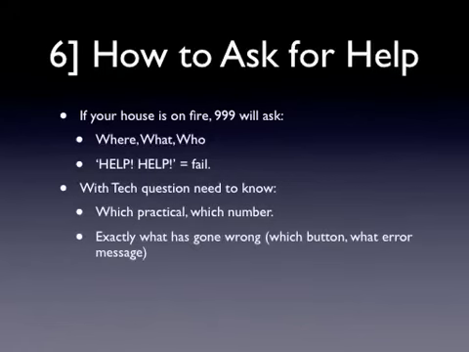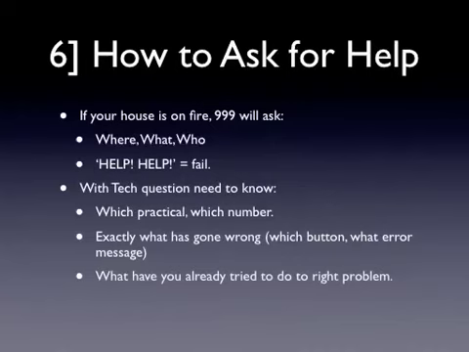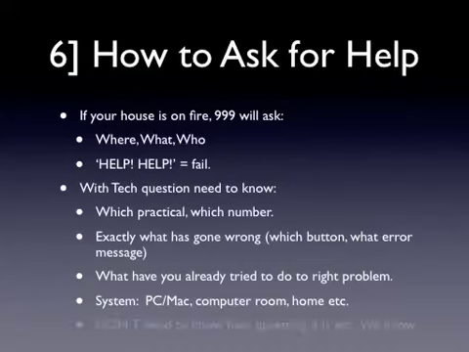We want to know exactly what has gone wrong. So which button did you press? What error message did it come up with? That sort of thing. In as much detail as you can, tell us what you did. And we'd like you to also tell us what you've already done to try and solve the problem. There are usually some obvious answers to any question. You should be able to guess what those are and have a go at them yourself, and we prefer you to do that before you approach us. We also want to know what system you've been using. Is it PC, is it Mac, is it in the computer room on campus, is it at home?